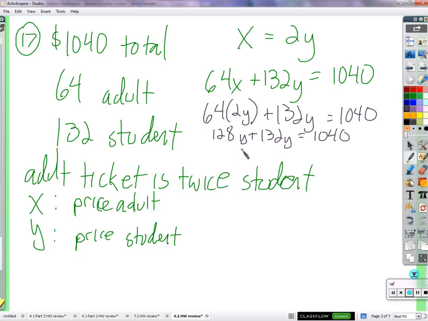260y equals 1,040. Divide by 260, and what does y come out to be? Don't be shy. Y'all have calculators. 4? Okay, 4. And if y is 4, then what's x? 8. It must be twice as much. So what does that mean, y is 4? That's how much the tickets cost for who? For the students. Y is the student price, that's nice and labeled to start with. Y is the student price, and the adult price is $8.